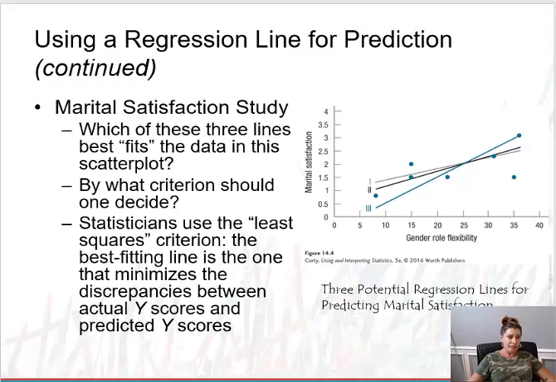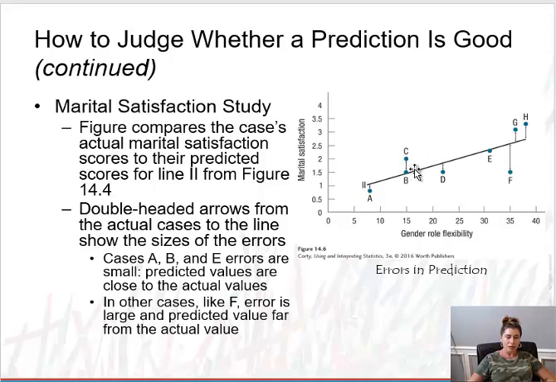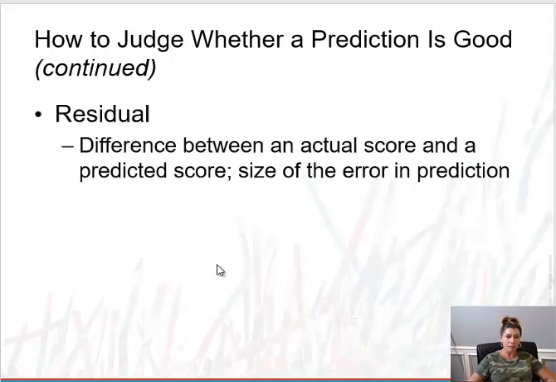And the differences are shown here. So here is a line according to the least squares criterion. Now the difference between any score and the predicted score is called a residual. And the larger the difference tells you the larger the error in prediction.